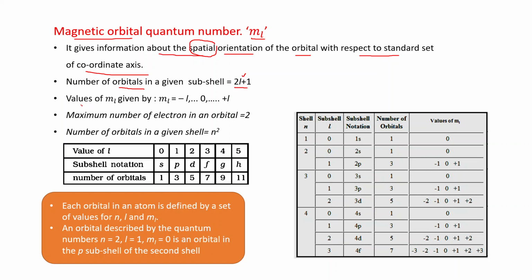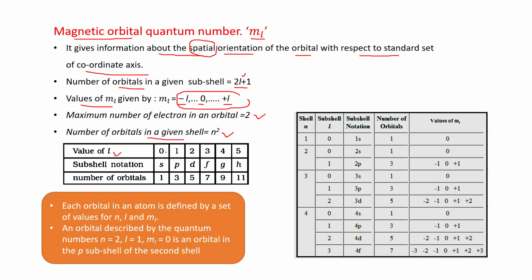Then the values of ml for these orbitals will start from minus l, pass through 0, and go to plus l. We will discuss how we assign these values to these orbitals. The maximum number of electrons in an orbital is equal to 2, and the number of orbitals in a given shell is given by the formula n square. Now see.